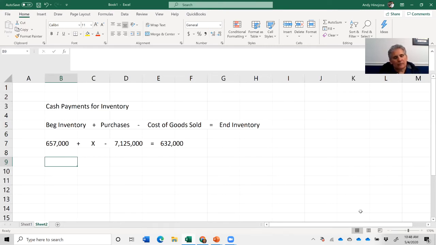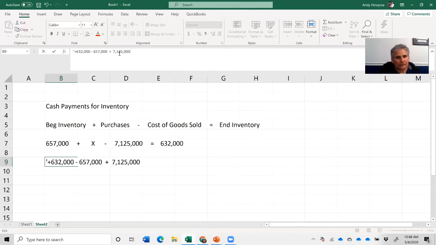Number of ways we can do this, we can isolate the X, it's a plus, so that in essence means we'll take the 632,000, we're going to subtract 657,000, and then we're going to add to that 7,125,000. So 632,000 minus 657,000 plus 7,125,000.